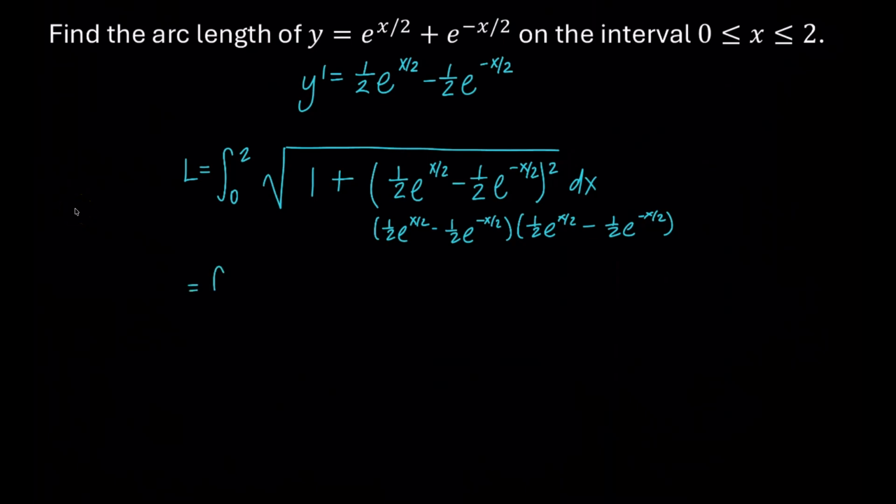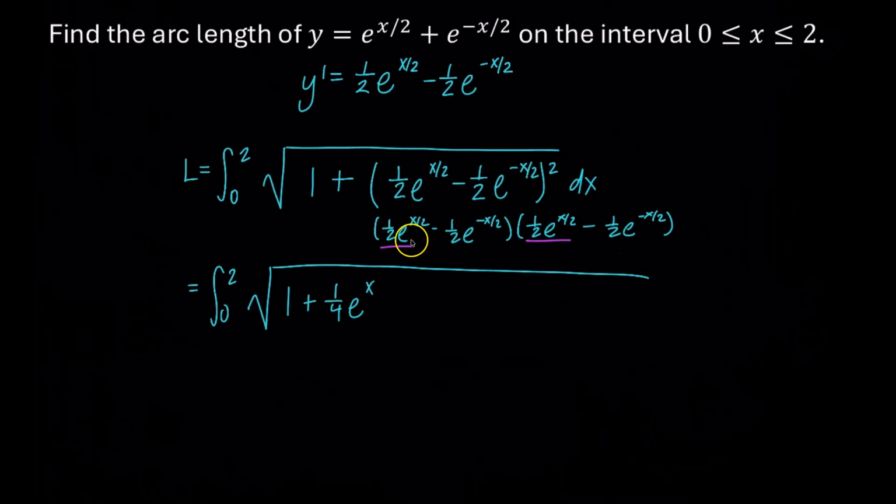And so now I'm going to have the integral from 0 to 2, the square root of 1 plus, so if I multiply 1/2 e to the x over 2 times 1/2 e to the x over 2, I'm going to get 1/4 e to the x. Where's that x coming from? So when you multiply two things with the same base, we add their exponents. So x over 2 plus x over 2 is just 1x.